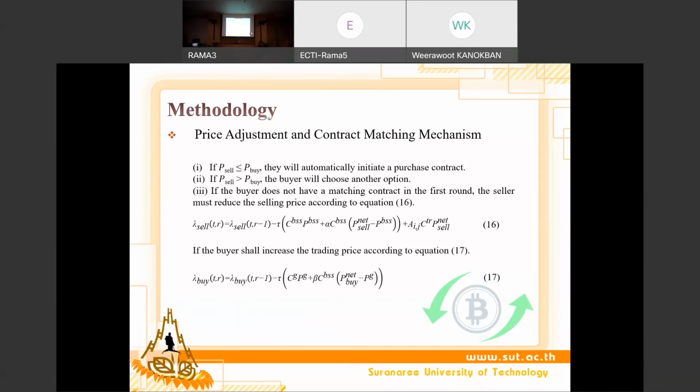And the third is, if the buyer does not have a matching contract in the first round, the seller must reduce the seller price according to equation 16. The buyer shall increase the trading price according to equation 17.